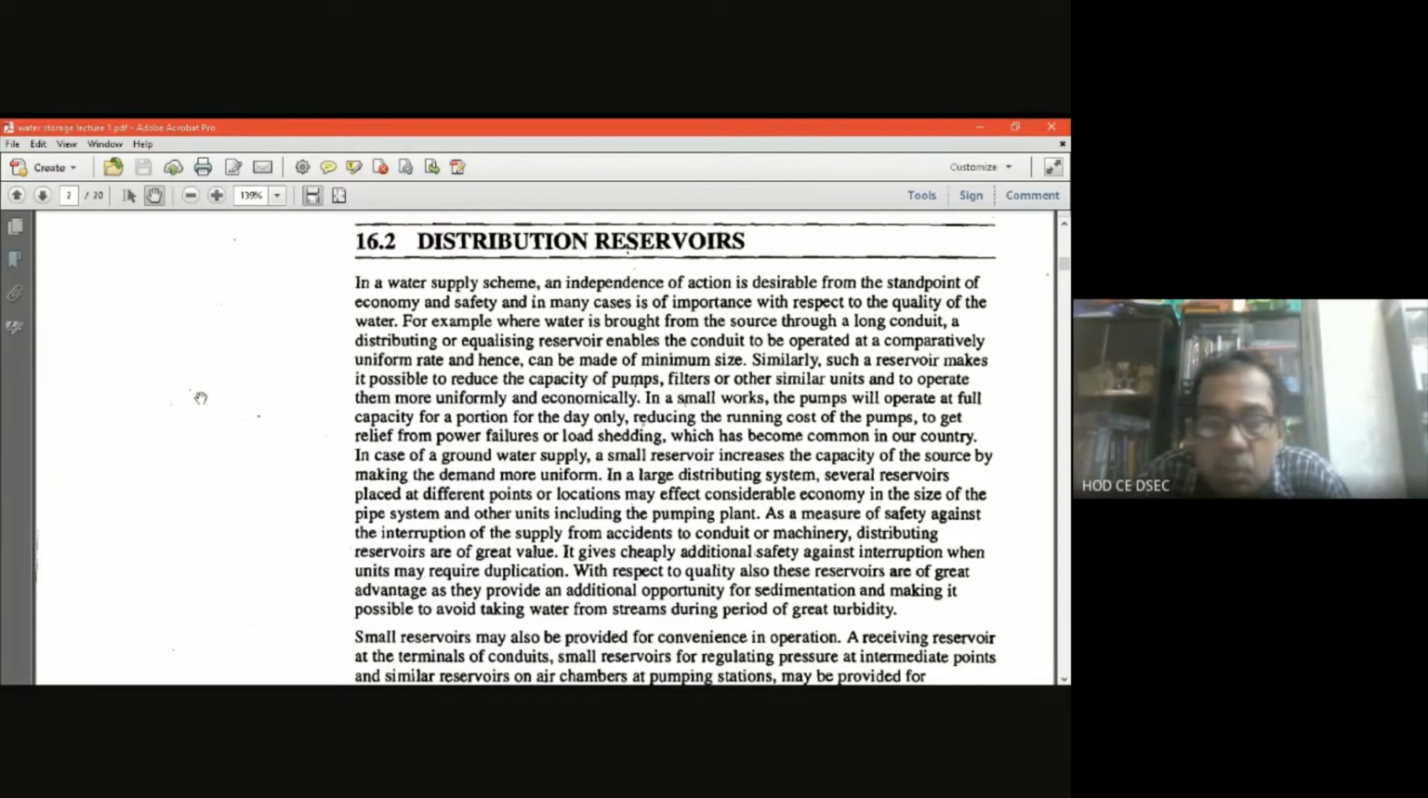Now, what is the storage reservoir? Storage reservoirs are primarily used for water supplies, for irrigation purposes, hydroelectric developments, and domestic and industrial supply. So these are the reservoirs constructed to store the excess water during the period of large supplies and release it gradually as and when needed.